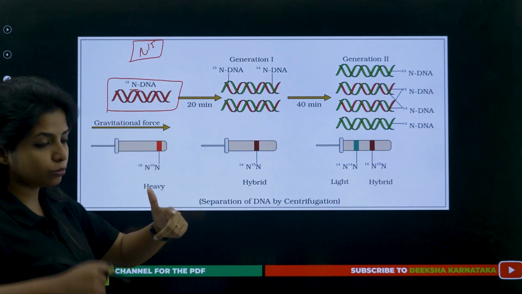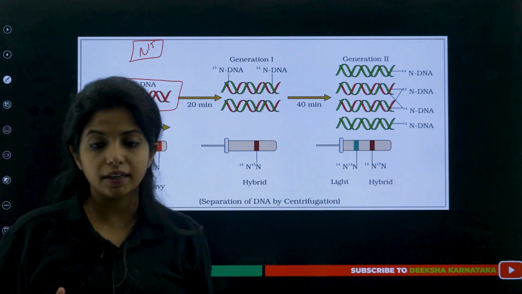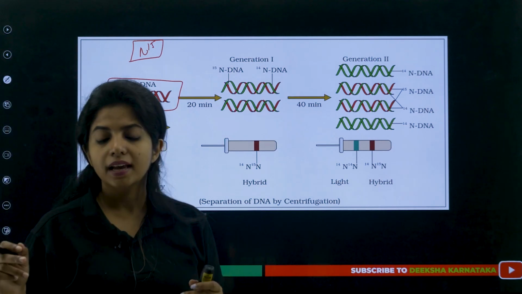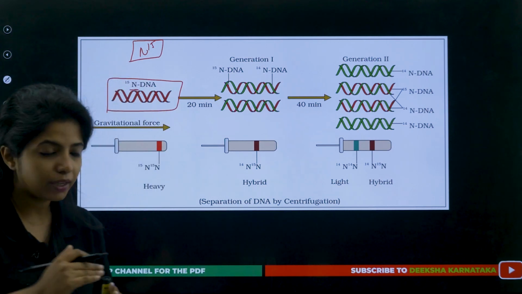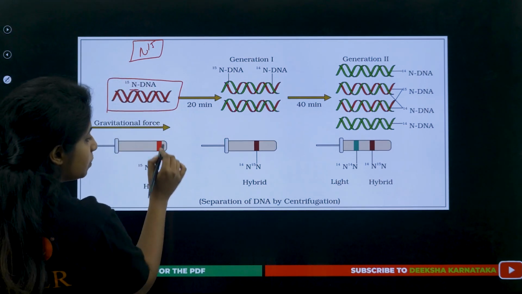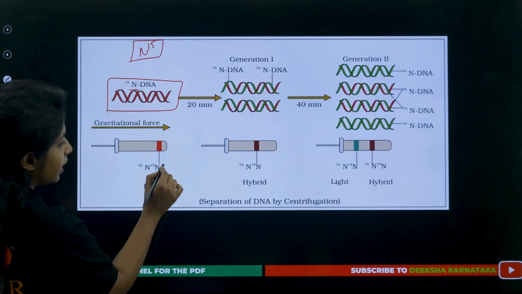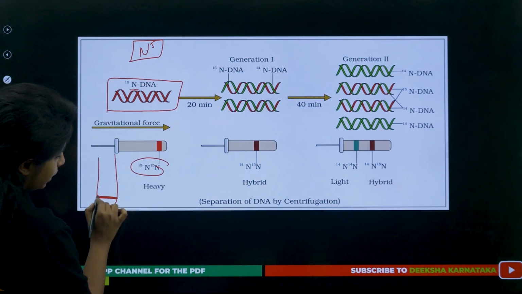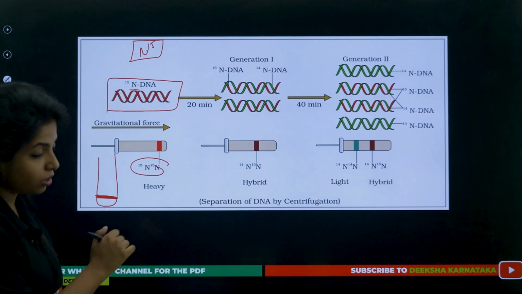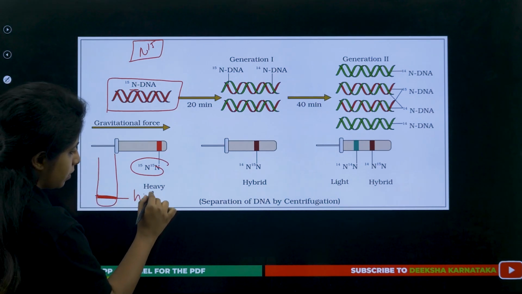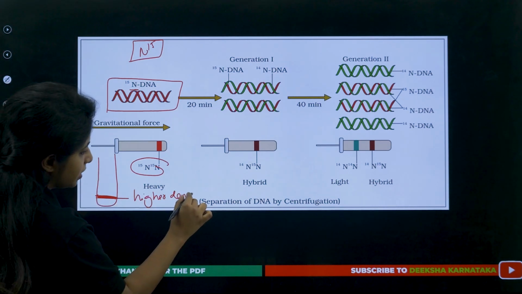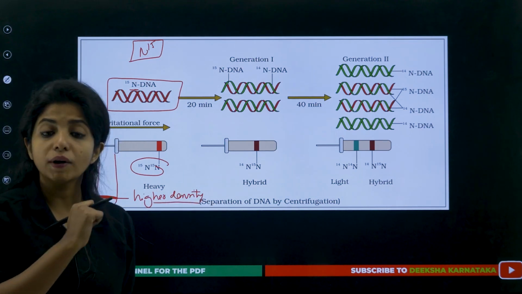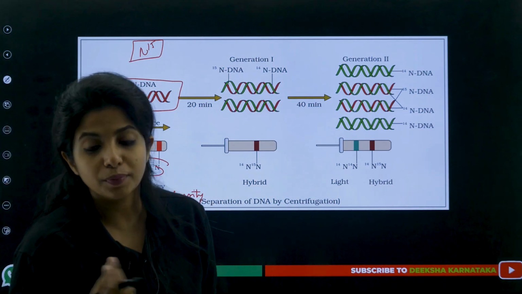Now when I try to centrifuge it, when I try to segregate it in cesium chloride medium, CsCl, the DNA sediments down, showing that it is a heavier isotope. So basically when you have two strands of N15, it will sediment somewhere down here because it has higher density.